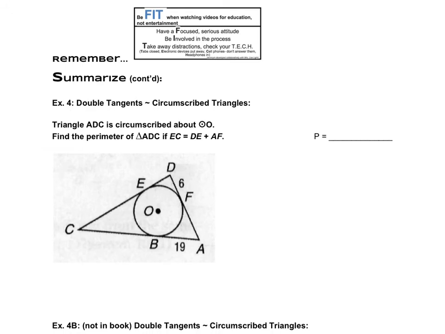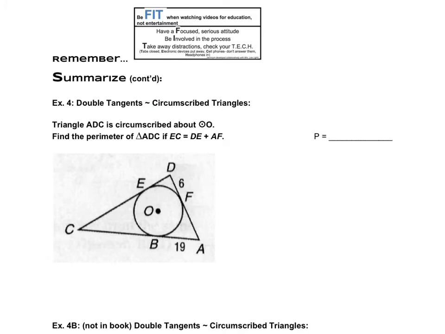Okay, last examples in our video here go with the example 4 from your textbook, and this is talking about a circumscribed triangle. So just want to recall here a little bit about the vocabulary. Remember, anytime we have that prefix circum, that means around. So a triangle has been drawn around the circle, as you can see in the diagram here. So we have triangle ADC that is circumscribed about circle O.